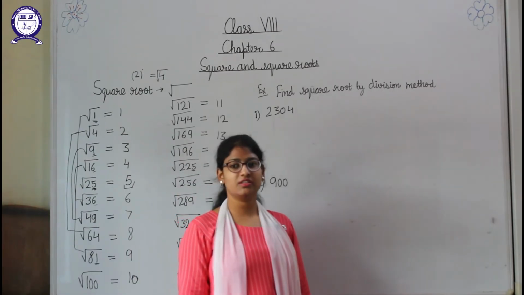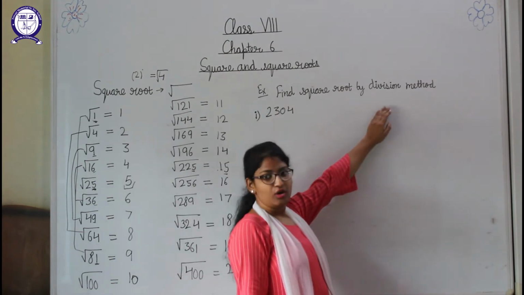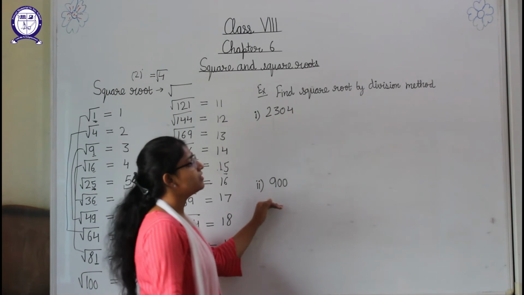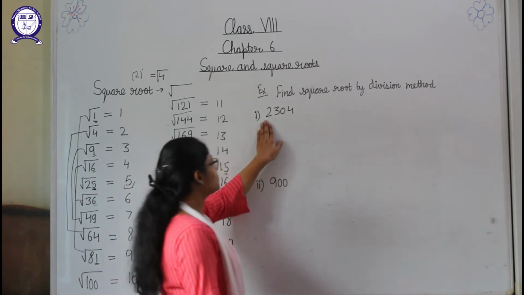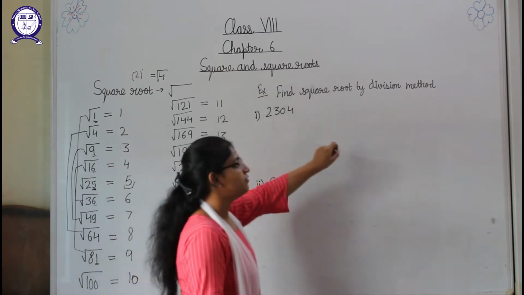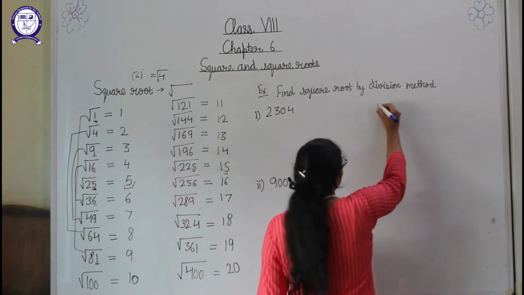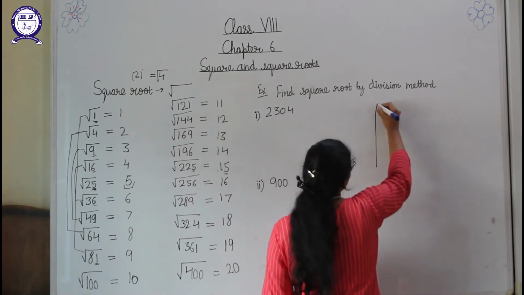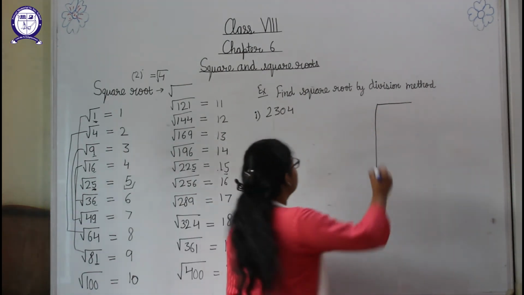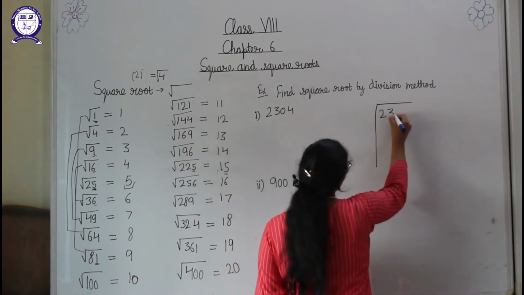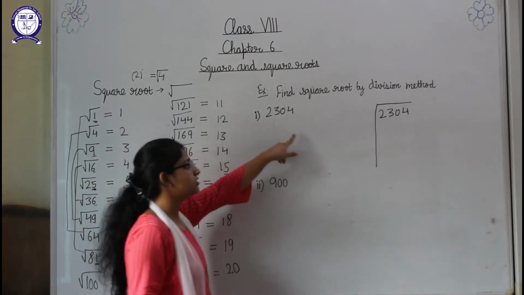Now students, there is another method to find the square root, and that method is the division method. Whenever there is a bigger number, we can easily find the square root by the division method. So what is this method? Here the first question given to us is 2304, and we will find its square root by the division method. In the division method, how will we do it? We will first of all make a bracket like this, then write the number of which we have to find the square root. Here we have to find the square root of 2304.